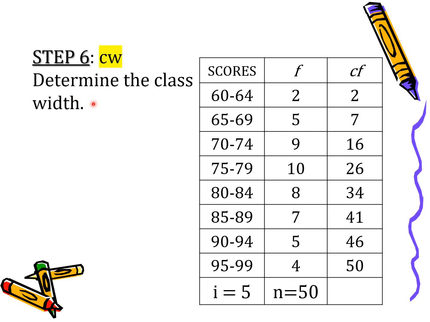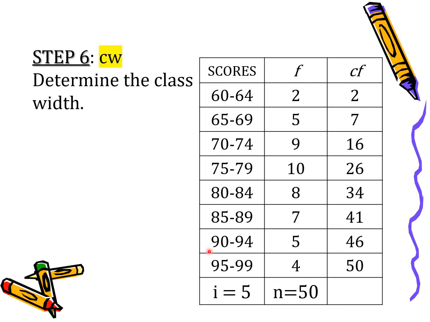Step number 6, let us determine the class width. Class width, or CW, is also represented by the letter i. So here we can see that i is equal to 5. This is the class width. Sometimes i is not given and you will be the one to determine it. And how to determine it? Simply take two numbers, the higher number minus the lower number.